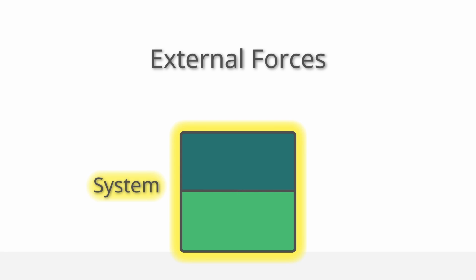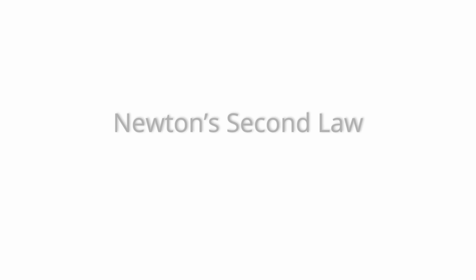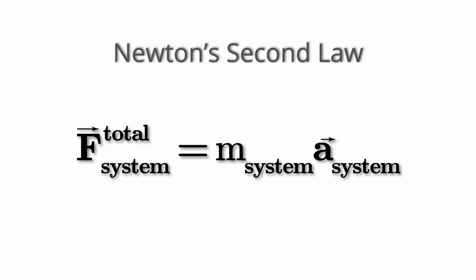On the other hand, external forces, forces that act on an object within the system by an object outside the system, are what we need to consider for our calculation. We could be more precise about Newton's second law and say that the total external force on a system is equal to the system's acceleration times the system's mass.